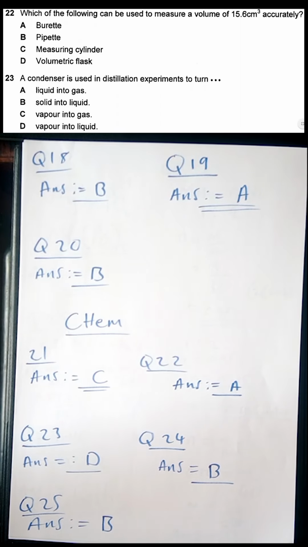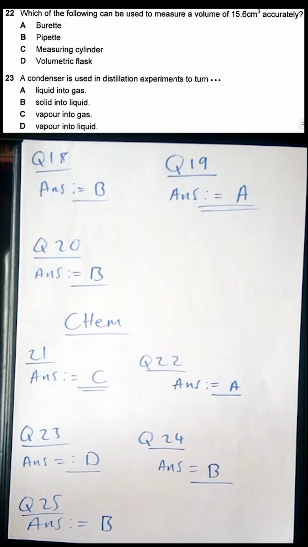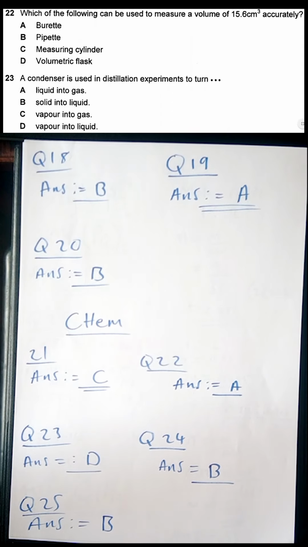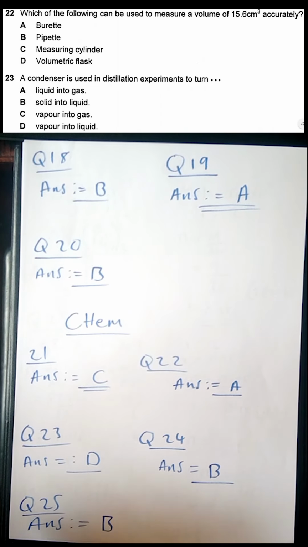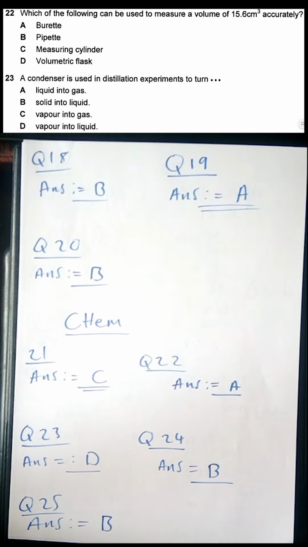Question 22, which of the following can be used to measure the volume of 15.6 cubed accurately? If you want to measure any volume accurately, you use a burette. The answer is A. 23. A condenser is used in distillation experiments to condense. Just from the word itself, a condenser condenses, and to condense is to change a state of matter from vapor to liquid. So there the answer is D.